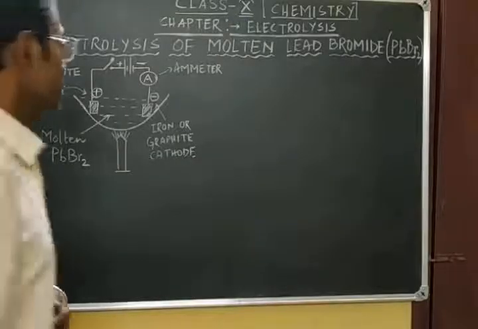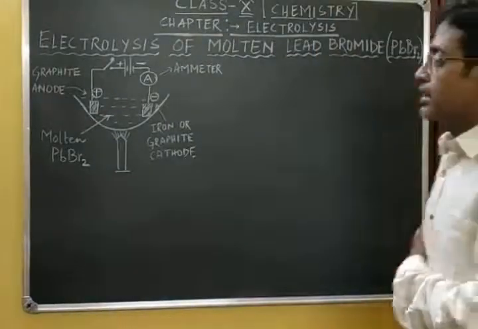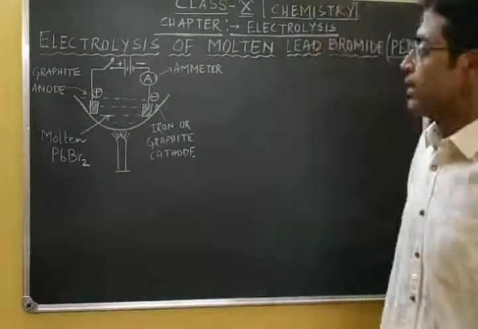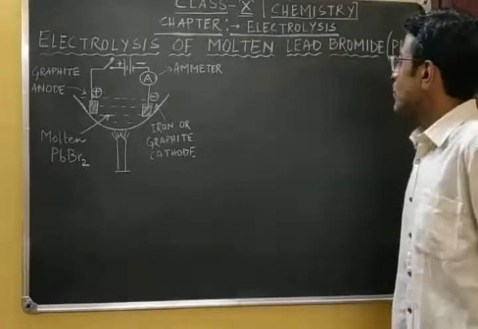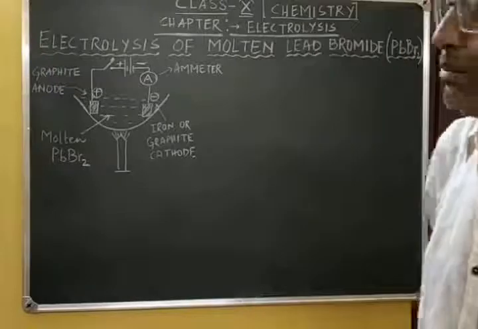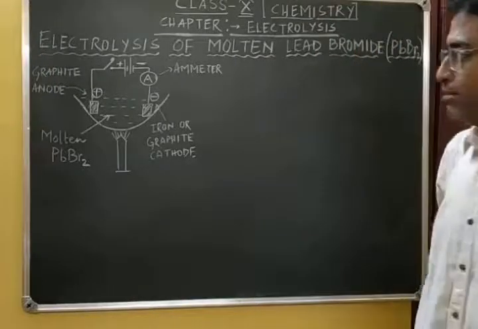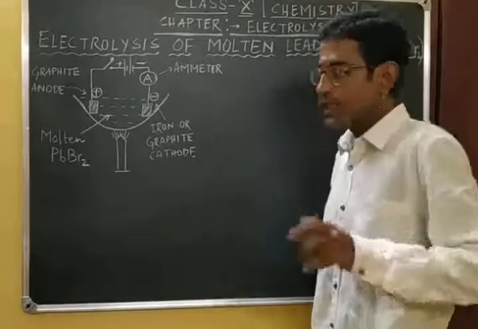Now we are coming to the final stage of this chapter. These are very, very important questions. That is electrolysis of molten lead bromide. See, I have drawn one rough diagram. No need to draw the diagram in the exam. I am just drawing it for your sake.